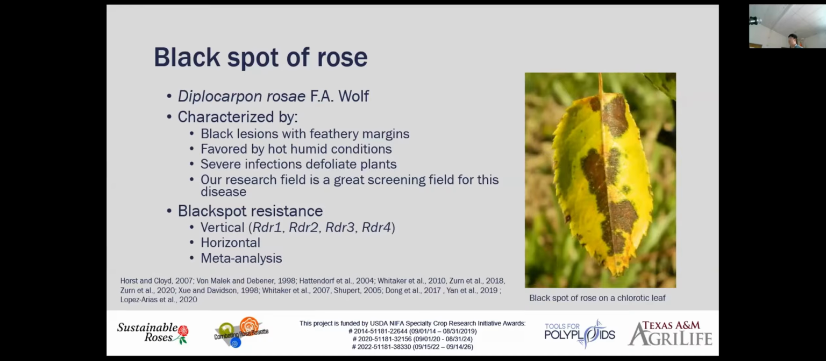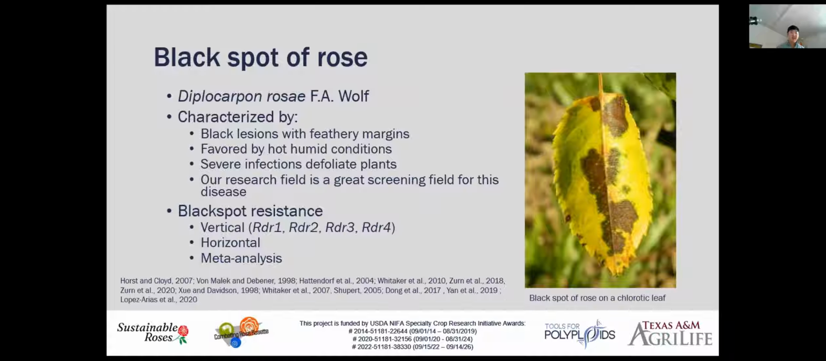Black spot has been studied a lot, and all those papers are down below. We've heard about vertical resistance. We have RDL 1, 2, 3, 4, and we just heard about 5 and 6. And there's been horizontal resistance that has been described.